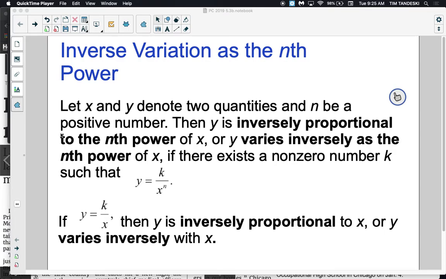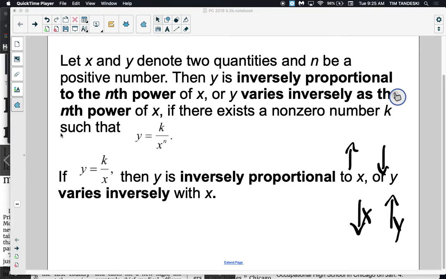Now, if n is 1, then it's just y equals k divided by x to the first. Then y is inversely proportional to x. One way of looking at this is as x goes up, y will go down. Or as y goes up, x goes down. They're inversely proportional to one another.